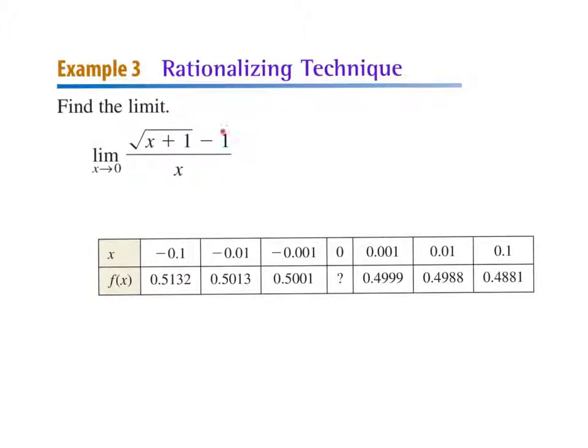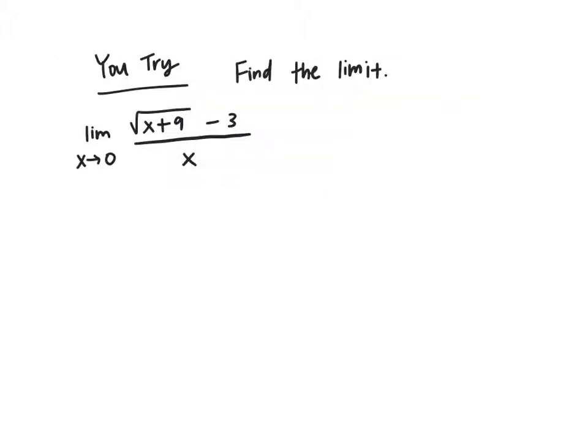Taking a look at a table of this function, right? As you approach 0 from the left-hand side, you're getting closer and closer to 0 coming from the left side of the number line. You get closer and closer to 0.5. As you approach 0 from the right-hand side, 0.1 and then 0.01, 0.001, you're getting closer to 0. Notice that the overall value, or the y value of the function, is also getting closer and closer to 0.5. And remember, the limit here, we know, is equal to 0.5. But your job for this section is to be able to do this using the algebraic technique. You try, find the limit.